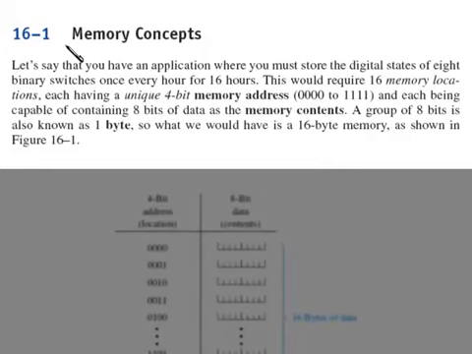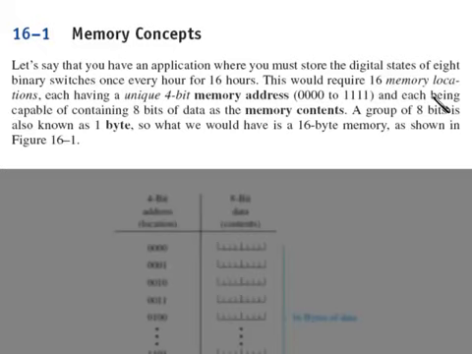So in section 16.1, let's talk about just the general concepts of memory. Let's say that you have an application where you must store the digital states of 8 binary switches once every hour for 16 hours. This would require 16 memory locations, right? 16 hours, so for each hour you'd have a memory location. Each location would have a unique 4-bit memory address, 0000 up through 1111, which is 0 through 15. So the memory address is going to point to which memory location you want access to.